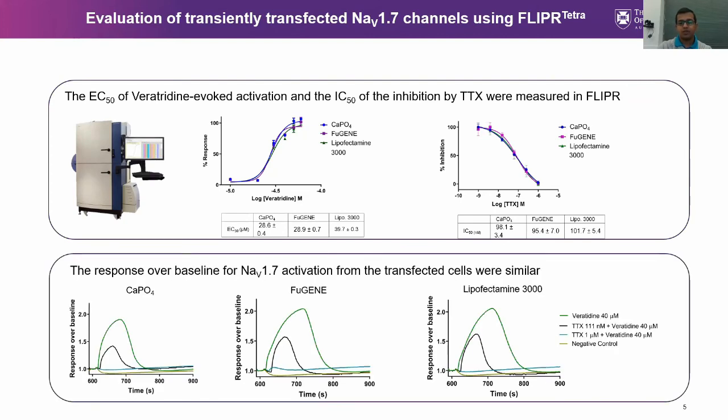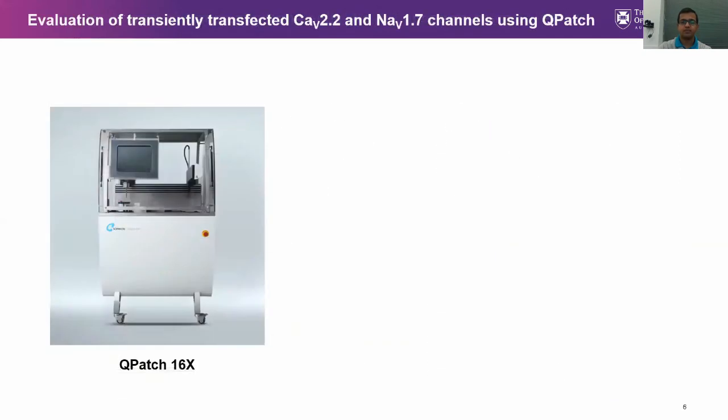The raw traces from FLIPR here show that the response over baseline for NaV1.7 activation from calcium phosphate, FuGENE and Lipofectamine 3000 mediated transfected cells were almost the same. The biggest challenge for us was to ensure that the transfected cells are robust enough to use in automated electrophysiology platforms like QPatch. Hence, we got good results from FLIPR to confirm the high level of expression of the ion channels. We further characterized transiently expressed CaV2.2 and NaV1.7 channels using QPatch.